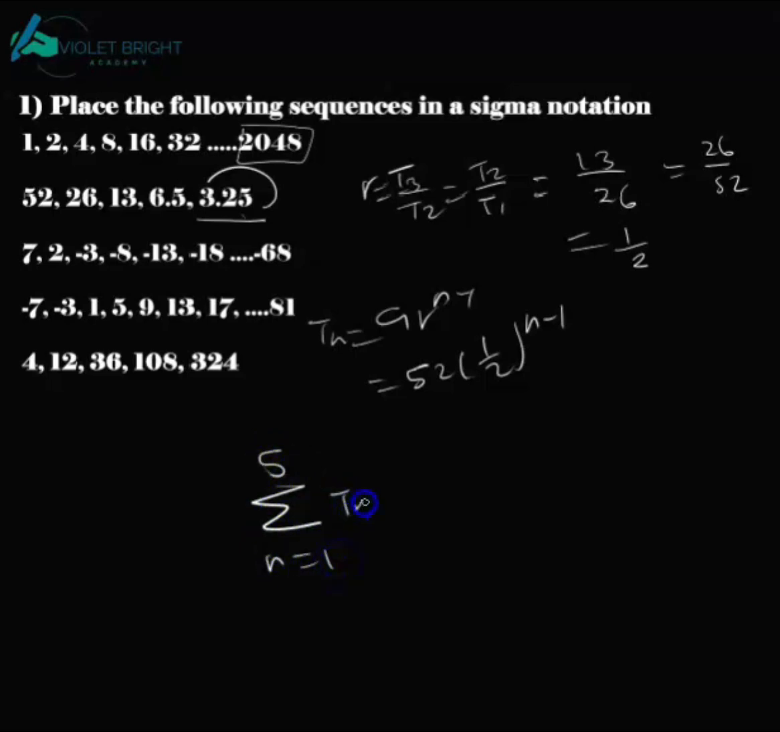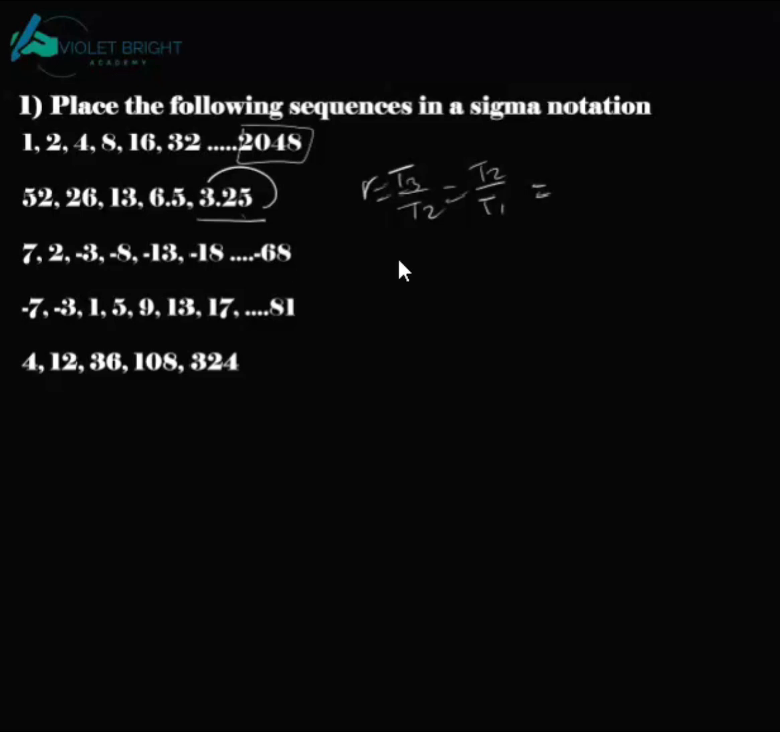Then this is the Tn, the general formula, 1 over 2n minus 1. So this is how we do it. Easy one, this one. Let's do the other one. So in the third one, it's 7, 2, minus 3. Okay, let's check the ratio. It's 2 over 7 and negative 3 over 2.